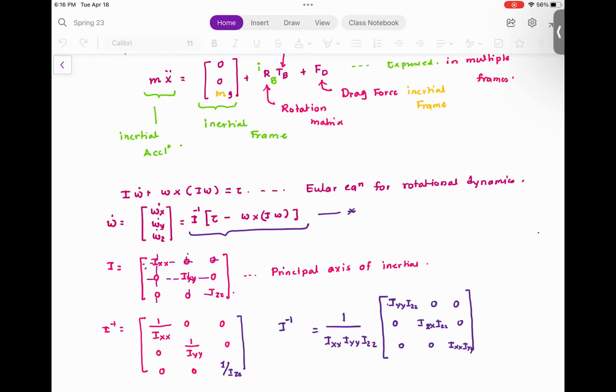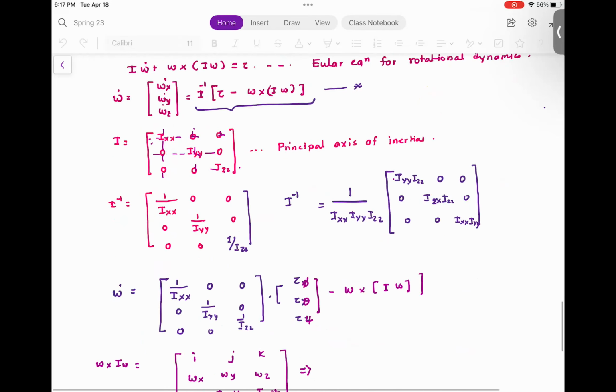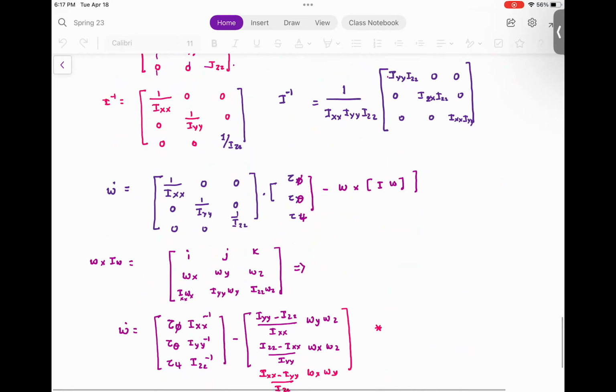So please understand, when we have principal axes, we have moment of inertia terms only on the diagonal. Off diagonal terms are zero. What that means is inverting this matrix becomes super simple: the cofactor divided by the determinant will give you the inverse. So you get this expression, and then you expand this further. This is very important: you have omega cross I omega.